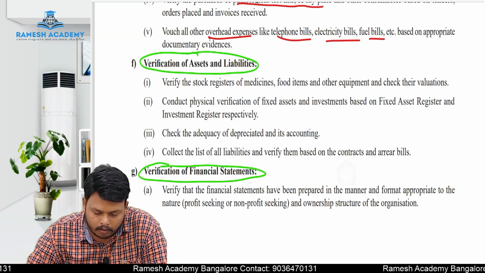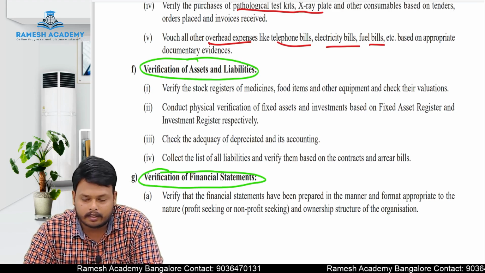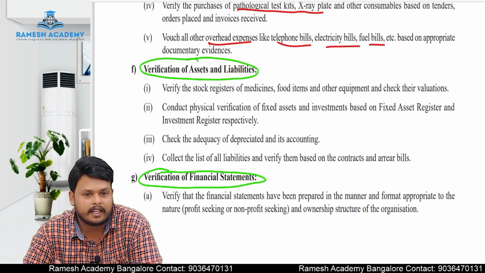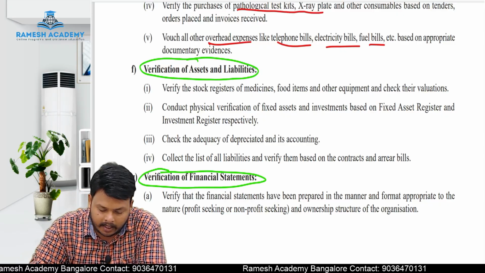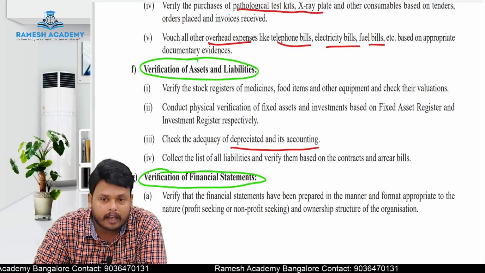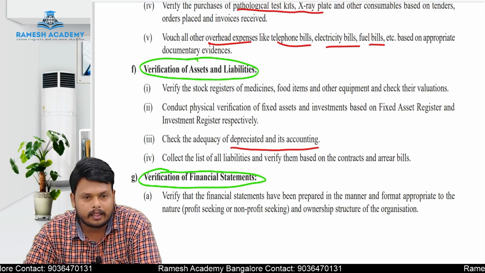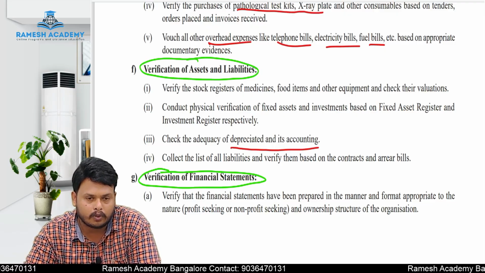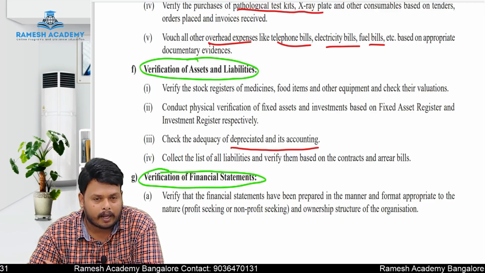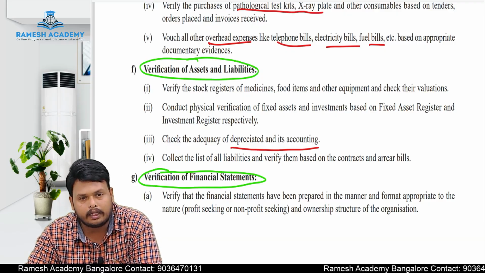Next, in the case of investments, the auditor has to check the investment register: in what places the investments have been made. Based on that, the auditor has to verify. Check the adequacy of depreciation and its accounting. What is the method of depreciation they have followed? We already discussed this in the last classes also. If a person is adopting one method of depreciation, the same should be continued over a longer period of time. Unless there is a benefit or a change in the statute or law, they should not change the method of depreciation.